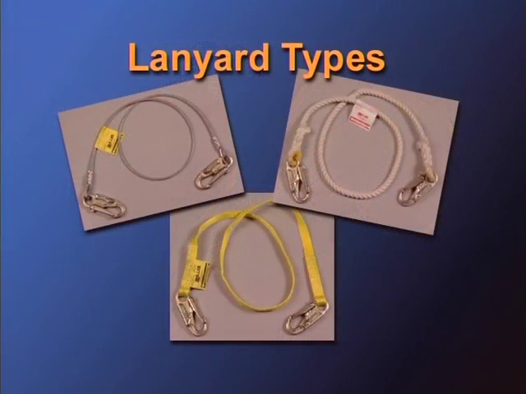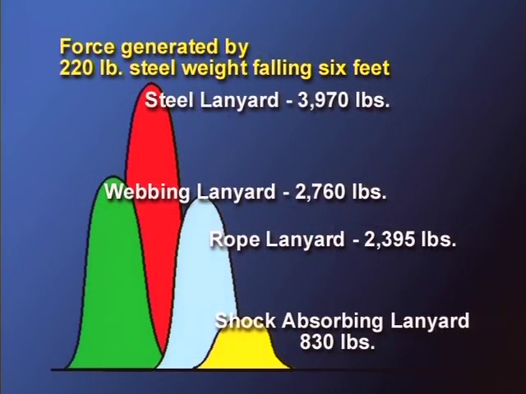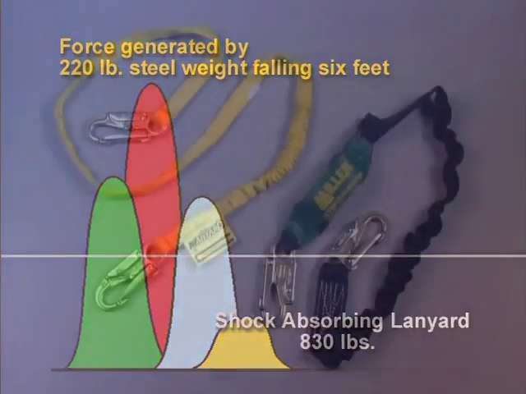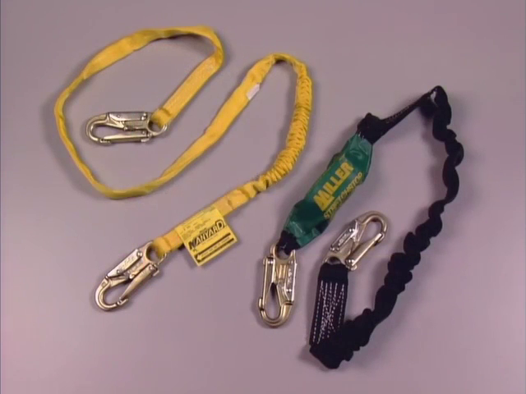Lanyards come in a variety of types, such as steel, rope, and webbing. While all of these will stop a fall, OSHA and provincial regulations require that the maximum arresting force when using a full-body harness be less than 1,800 pounds. This is extremely difficult to achieve using a lanyard that does not have a shock absorber. Therefore, as a general rule, when using a lanyard, it is recommended to use the shock-absorbing type.